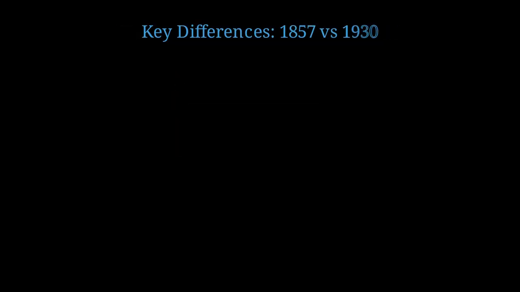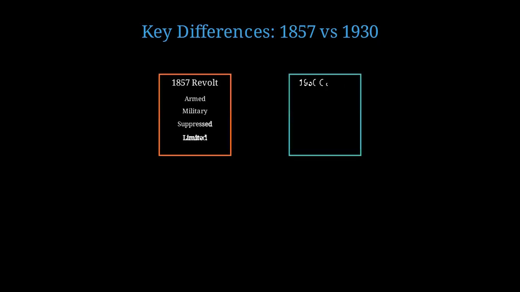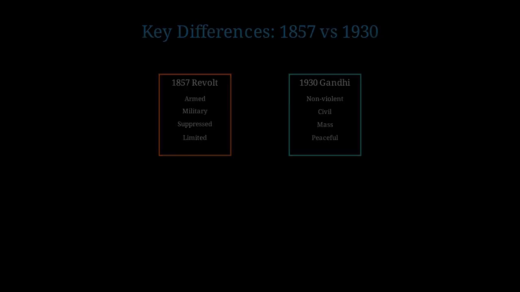Comparing the two major approaches to resistance. The 1857 revolt used armed military resistance but was suppressed. Gandhi's 1930 approach used nonviolent civil disobedience with mass peaceful participation.